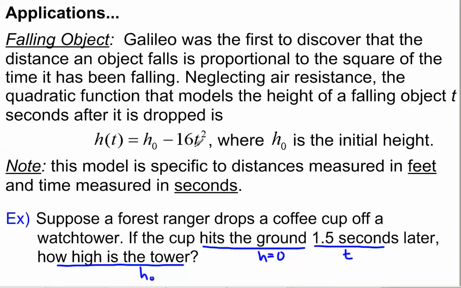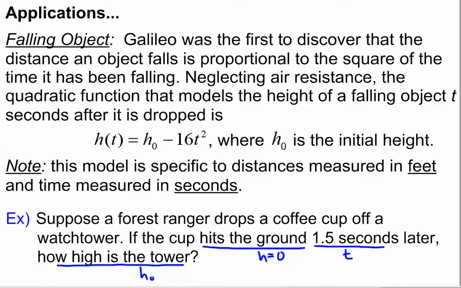H sub 0 minus 16t squared, and the h sub 0 is just the initial height it started at, and t is again time in seconds. The answer here, h of t, is going to be the height above the ground in feet. All right, so let's use that to answer this question here.